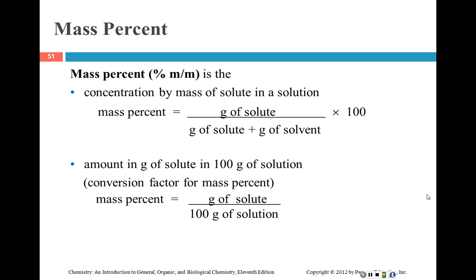So mass percent, like I said, this is important: grams of solute divided by the grams of solute plus the grams of solvent. So when you do mass percent, you've got to make sure that you have the entire thing added together. Usually you're going to see grams per 100 grams because that's a percent, right?